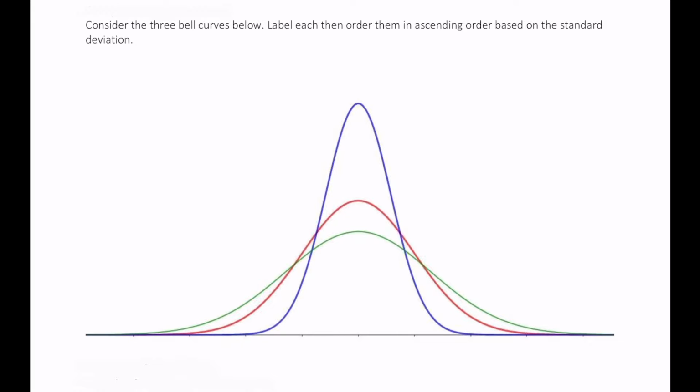Let's go ahead and label these. I'm going to label this one A, this middle one B, and this tall one C. And now let's remember what standard deviation is, and it is a measure of spread. So which one of these looks like it's the most spread out?